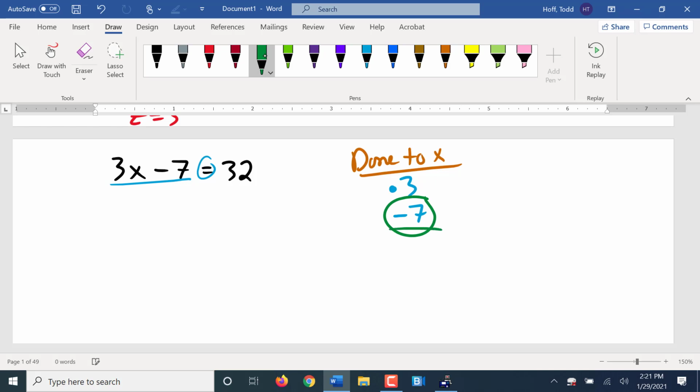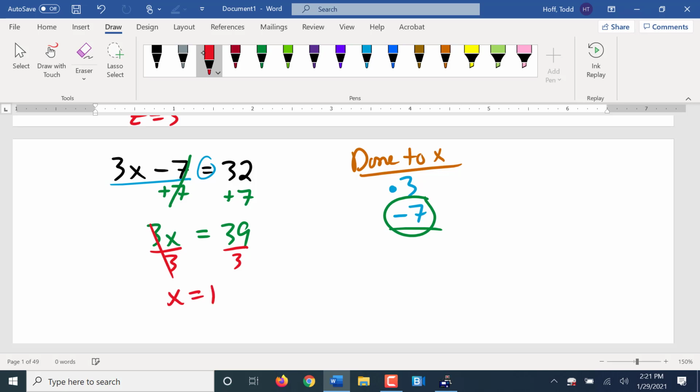What do we do to remove it? We add 7. That takes away the minus 7. And of course, we remember we have to do it to the other side as well. So what do we have here now? 3x equals 39. Good. Now we have to remove that multiplying by 3, and we'll do it by dividing by 3 to give us x equals 13.